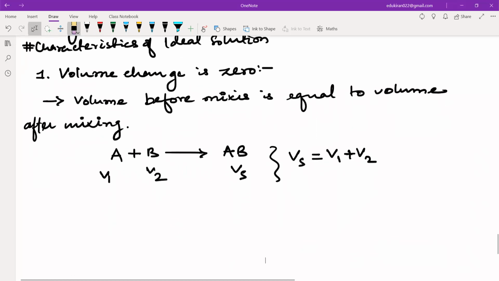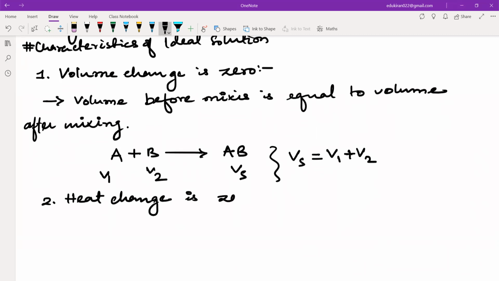Second point, please write with me: heat change is zero. Now let us understand this a little. Please write till here, then we'll understand heat change.